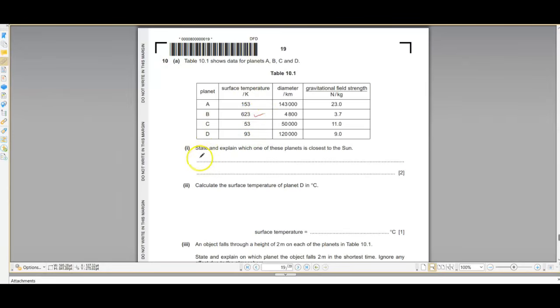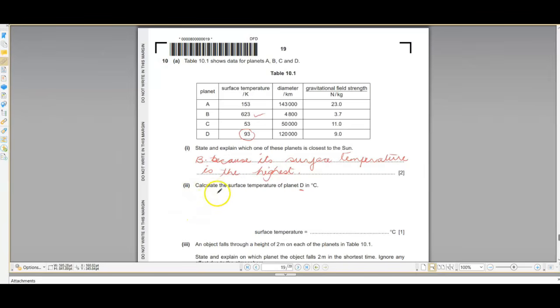Okay. B, because its surface temperature is the highest. Okay, so part B: calculate the surface temperature of planet D in degrees C. So this is planet D. Its surface temperature is 93 Kelvin.